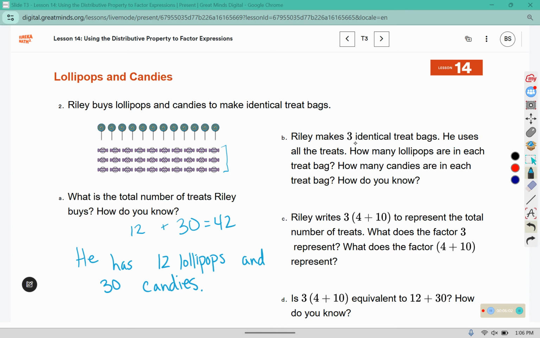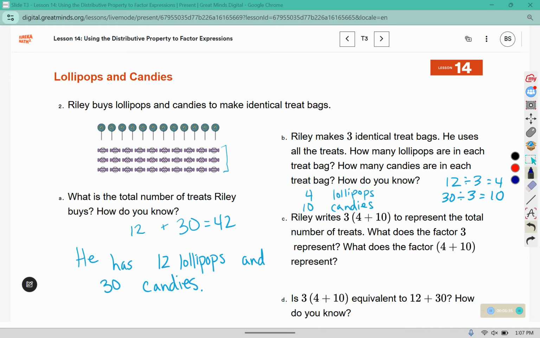So if he makes 3 identical treat bags, if we split the 12 into 3 parts, we would have 4 lollipops. And if we split the 30 candies into 3 identical bags, they would each get 10 candies. And how do we know? Well, 12 split into 3 parts is 4, and 30 split into the 3 bags would give us 10.